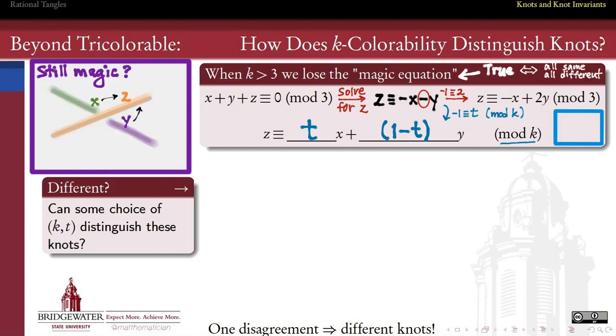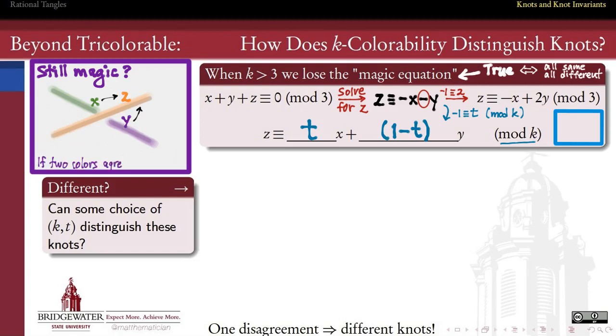If I choose an x and a y, however I like, choose a color for the arcs x and y, I'm going to think of x and y as being my undercrossings here. If I choose the colors of the undercrossings, and I then determine the color of the overcrossing using this new equation, will this new equation be true if and only if we either have all 3 being the same or we have all 3 being different at this crossing?